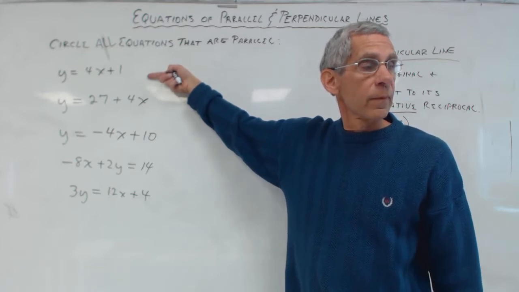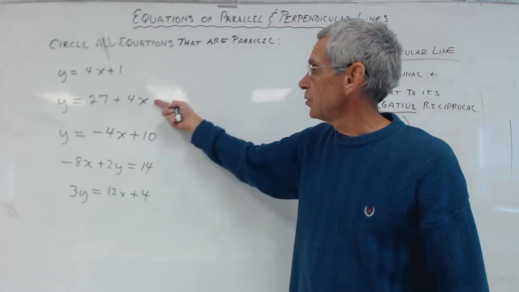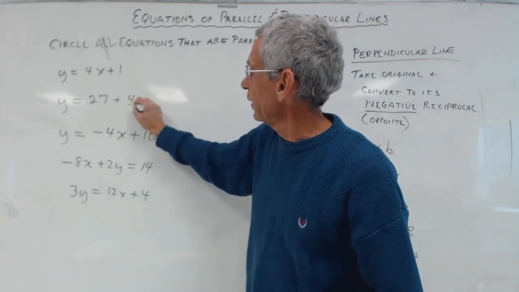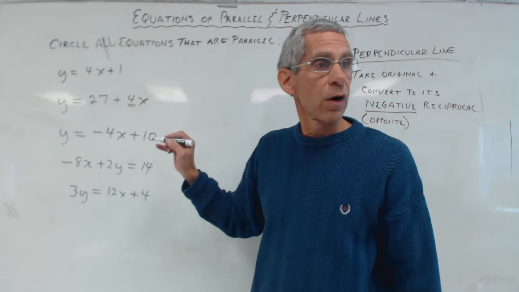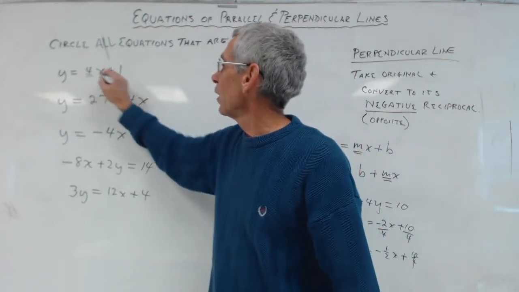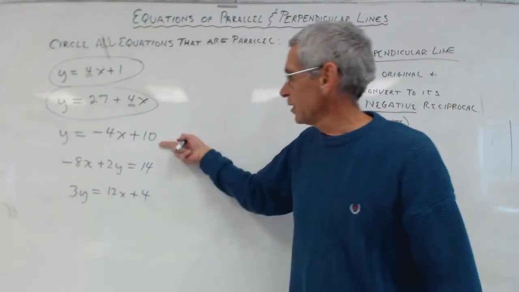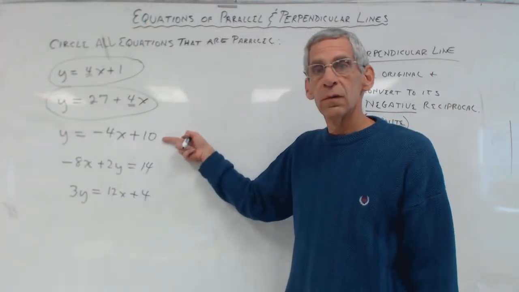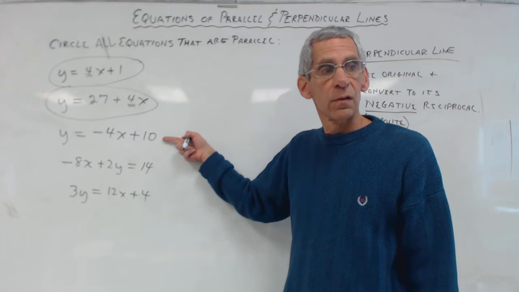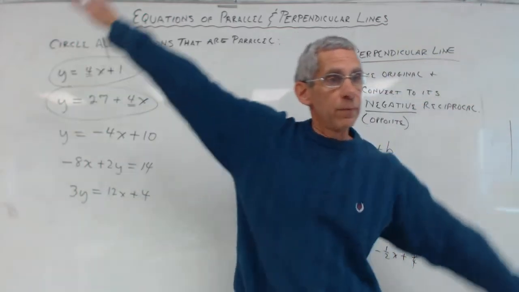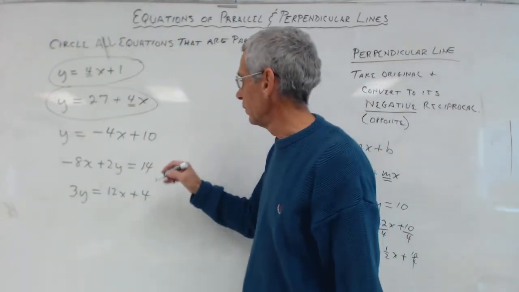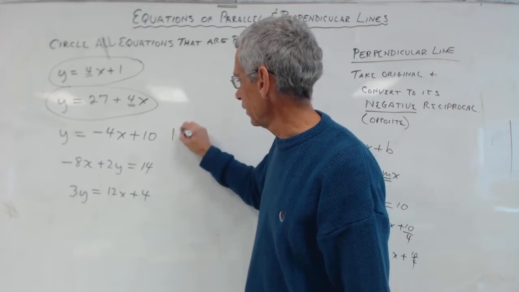y equals mx plus b. Okay, awesome. So notice the slope here is 4. The slope here is 4. These two are parallel. Okay? Is this one parallel? No, it's a negative 4. No, it's not. Not parallel.